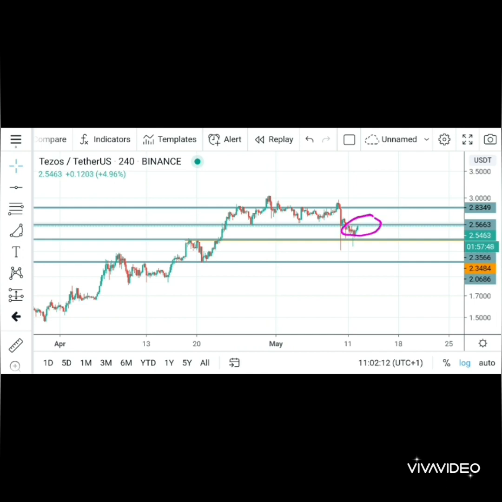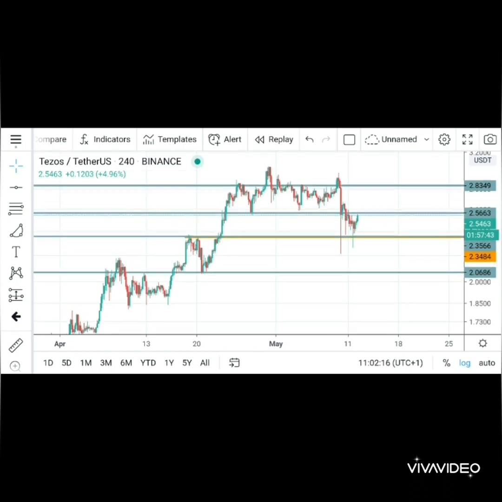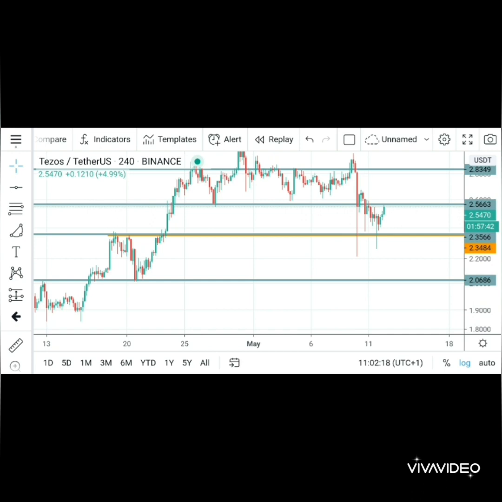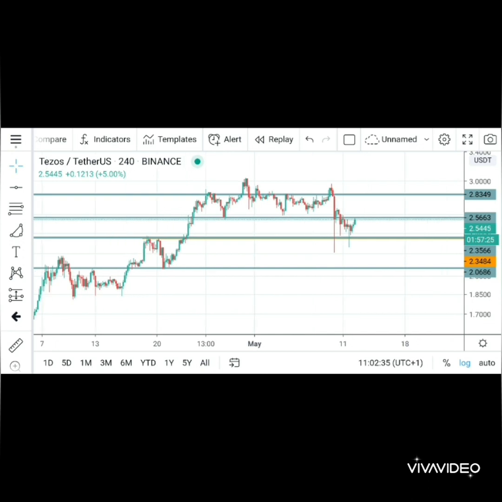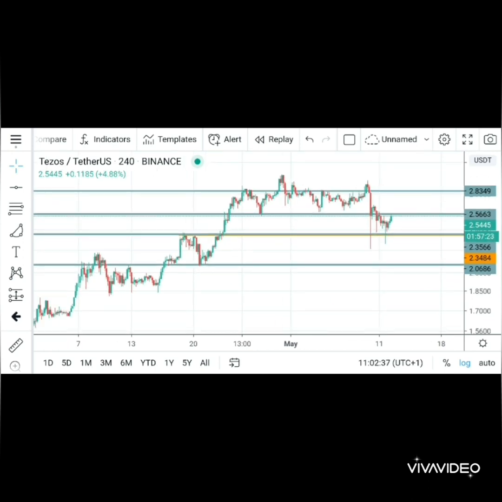You can see the price over here is trying to break this resistance. It's trying to break this resistance over here. So once it breaks this resistance over here, the next resistance is over here. So the resistance acts as a barrier for stopping price from going up, and support as a barrier from stopping price from going down further. So let's talk about trend line.